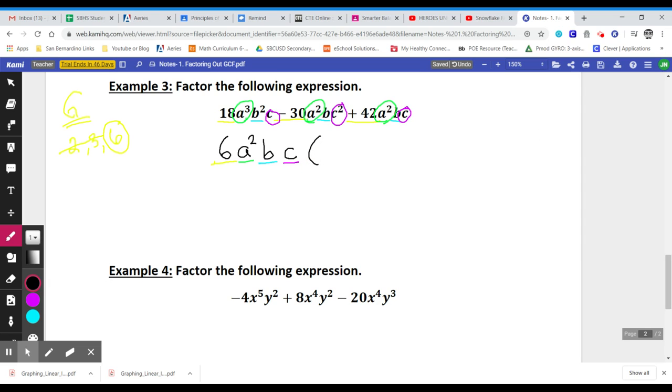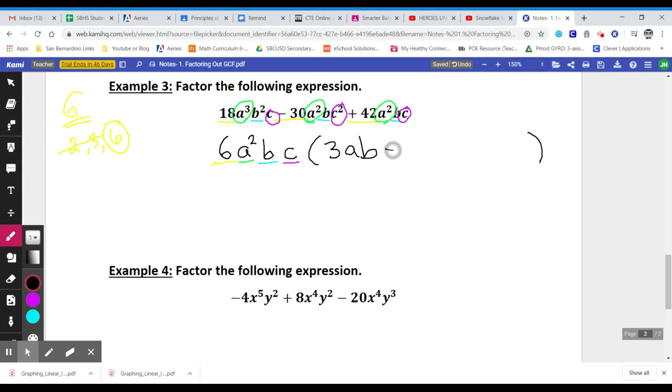Now we just have to figure out, okay, what goes on the inside. The rest is the same. So 6 times what will give me 18? That will be 3. A squared times what will give me a to the power of 3? That will be a. B times what will give me b squared? Well, I'm missing a b for that one, right? C times what will give me C? Well, that's a 1. I already have a C on the outside, so I don't even have to worry about writing the 1 because 3 times 1 is just 3 anyways. So I'm done. Now I just skip to the next part.